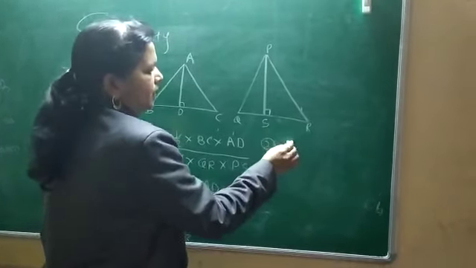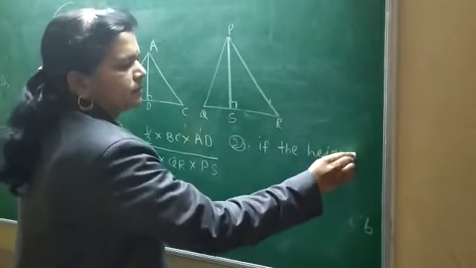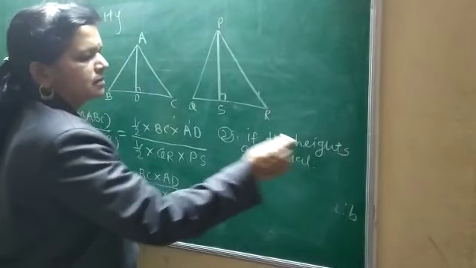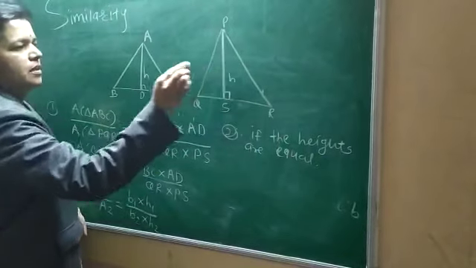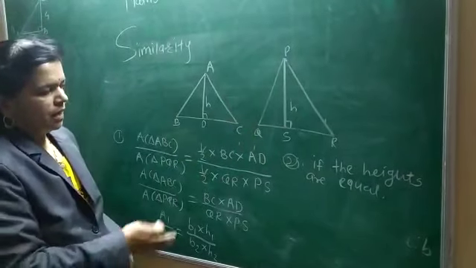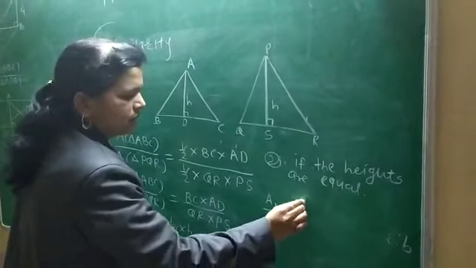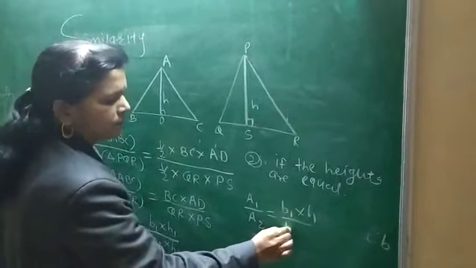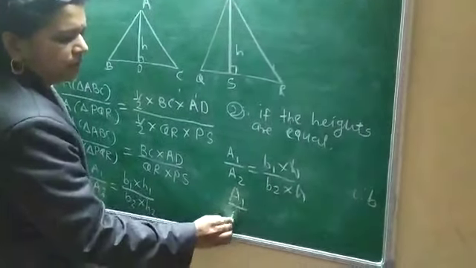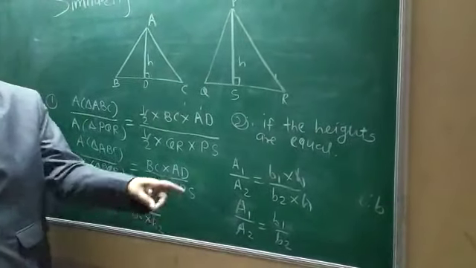Suppose the heights are equal for these two triangles. That means here h and here also h. We can take a number also. Suppose this height is 3 centimeter, this is also 3 centimeter. Then what is the ratio? A1 upon A2 is equal to B1 into H upon B2 into H. Here H is cancelled, so we will get A1 upon A2 is equal to B1 upon B2. And this is the second property.